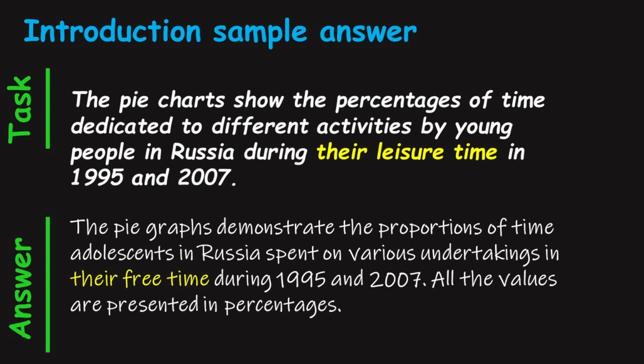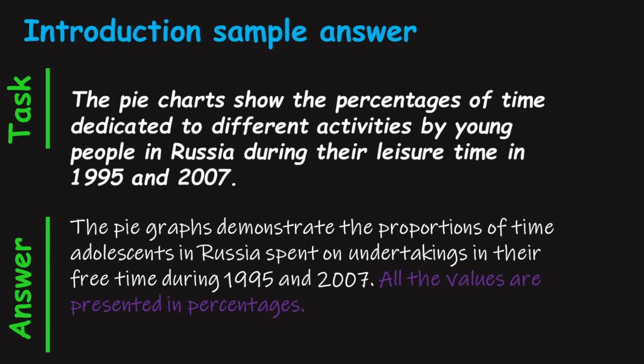The phrase "their leisure time" I changed with "their free time". The phrase "in 1995 and 2007" should be paraphrased for "during 1995 and 2007". The final sentence is not shown on the task description, but mentioned as a recommendation to the Band 9 introduction. You will always find this information from the pie graph. Its units of measurement. I wrote, all the values are given percentage-wise.